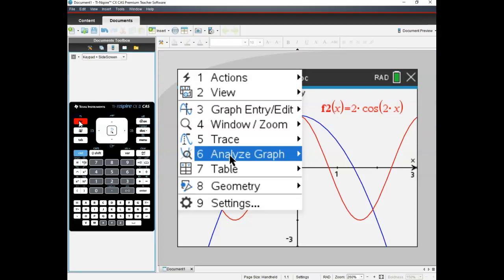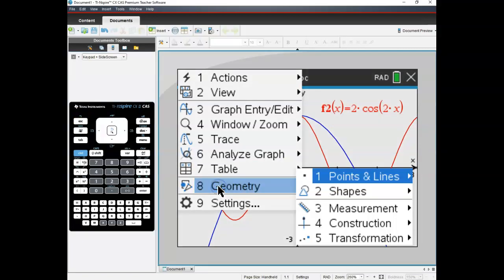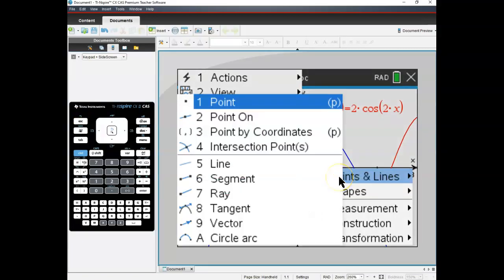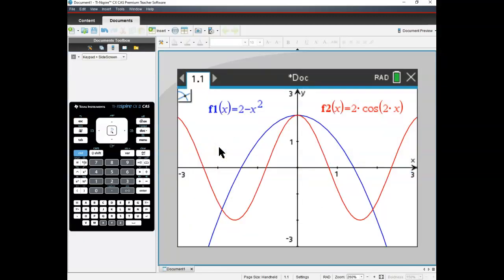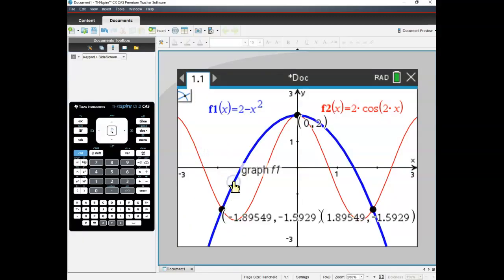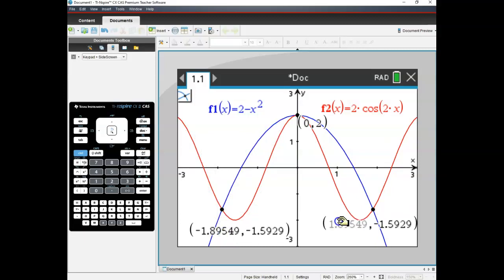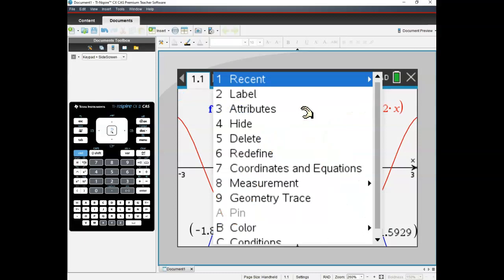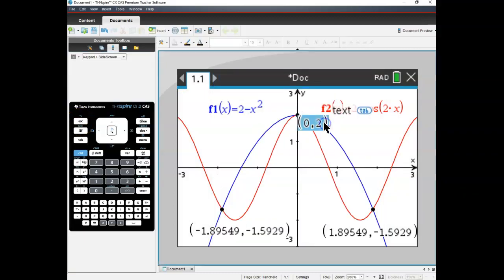Everybody knows that about me, so I'm going to go menu, I'm going to go geometry, points and lines, intersection points, and then you select the 2 graphs you want to intersect, and it grabs the intersection points for you, and it labels them for you right away. And then I got, oh, come on, baby, come on. Uh-oh, escape, and I want that. I want to grab that guy. There we go, I got that one up there.